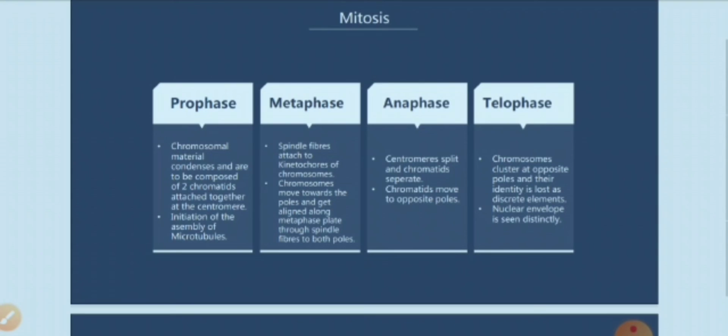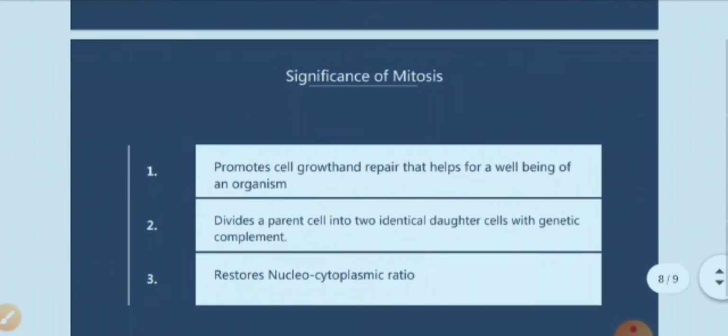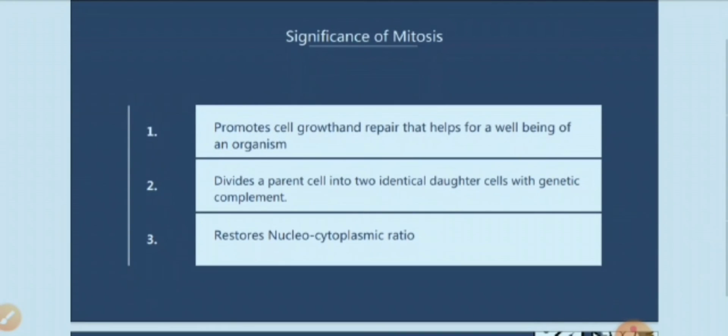So the two daughter cells will get separated through a process called cytokinesis, and both the cells will get an equal amount of the cell organelles present inside the parent cell. So these were our phases. So now let's move to the significance.